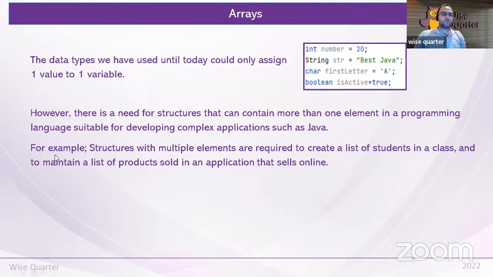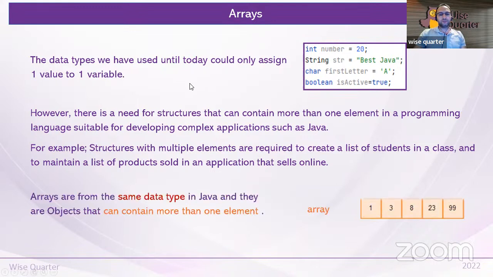So, for example, if you have multiple elements, and if you need to create a list of students in a class, you need a place to save them. And if you are trying to maintain sold products in an application, you need a list, something like that. In this kind of situation, you will use lists, arrays.